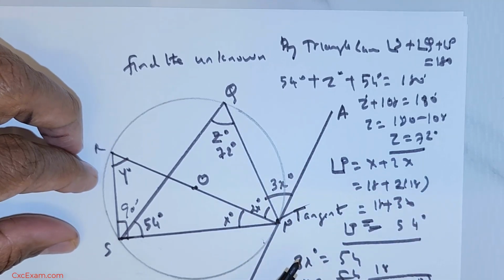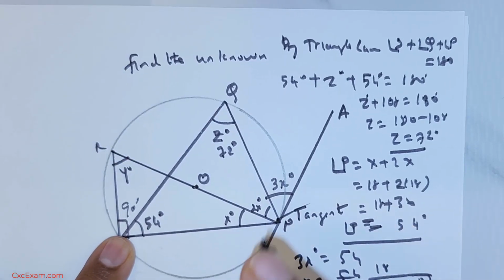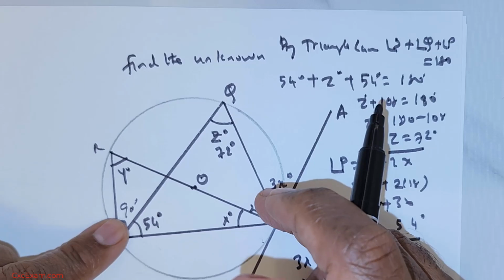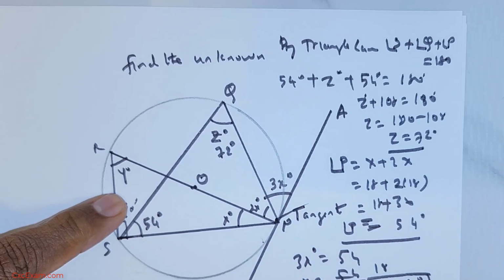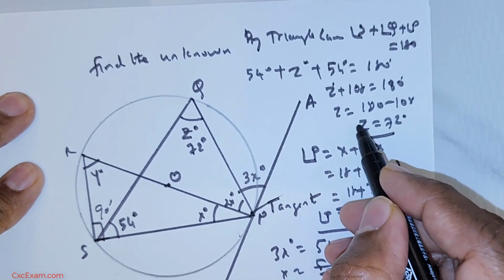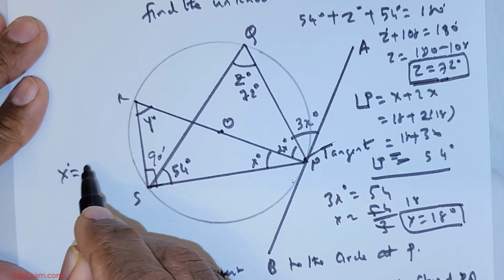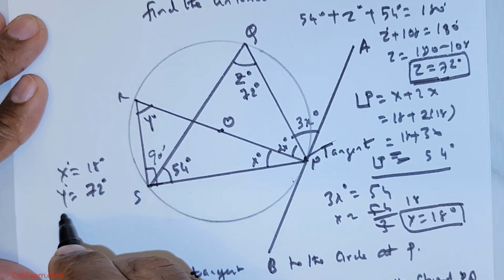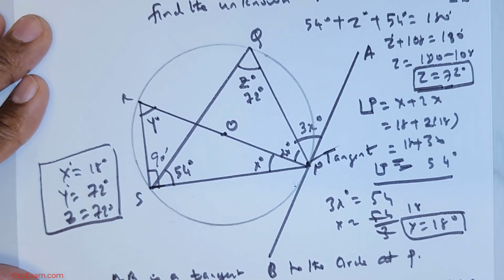So if you see here, this is 54 degrees, right? This triangle is actually an isosceles. This is 54, this is 54, and this is 72. Okay, alright. So I think that is the right place for us to stop. So we have obtained all the angles. So we can just sum it up. So x is equal to 18 degrees. And y is equal to 72 degrees. z is also equal to 72 degrees. So this is the final result for this question.